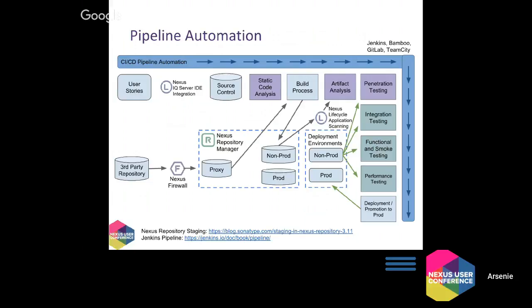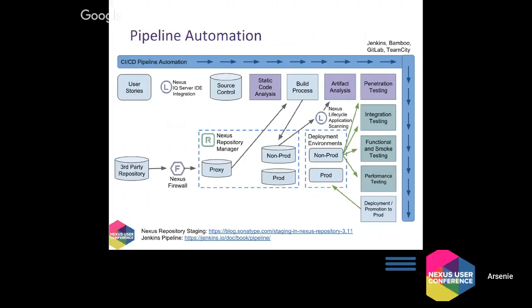We take a look at artifact analysis. Once the artifact is built, we want to look at the configuration of that artifact. Some of that is done by tools like Twistlock if you're using containerized applications, and Sonatype also allows you to take a look at your build artifacts, be it jars or Docker images. Nexus Lifecycle application scanning allows you to decompose your application and take a look at what's actually inside of it.